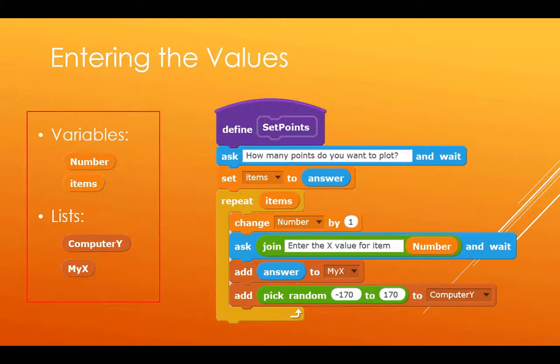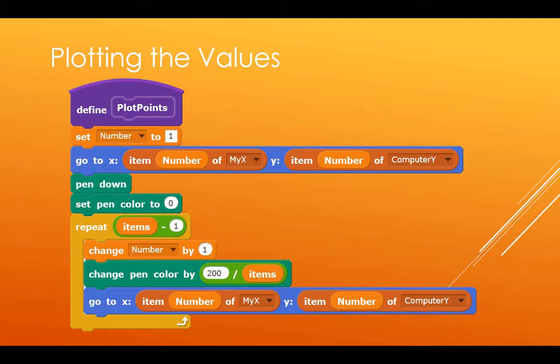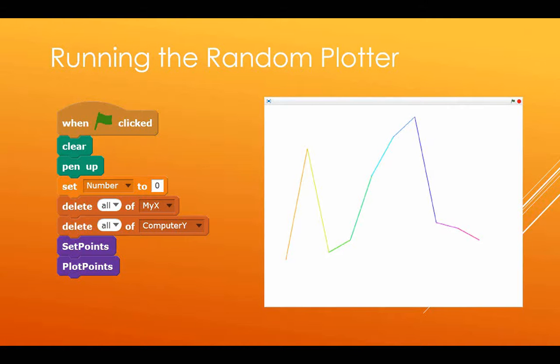Okay. Let's just compare what I ended up with. I got fancy with blocks and whatnot. So repeat items, change number 1, ask join enter max value. This one told you which number item you were entering, and it didn't put it at the extreme. And then go to pen color. Yes, it's fancy. It changed the color. Alright, so that was the end program.